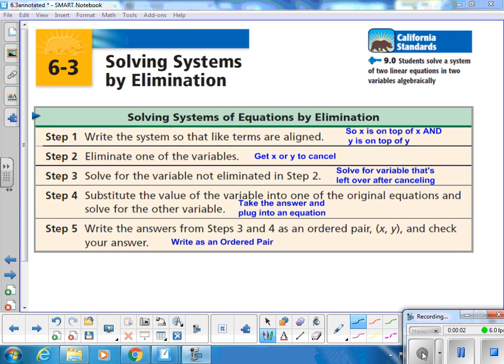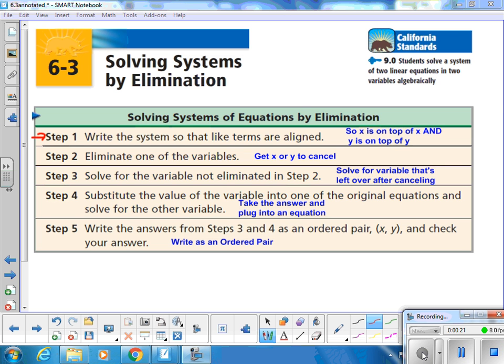All right, let's keep working on solving systems. We can solve systems by graphing their solution and finding where they intersect or where they don't intersect. We can also solve them by substitution. But here's another way. We can solve it by elimination. And here are the steps we use to work that out.